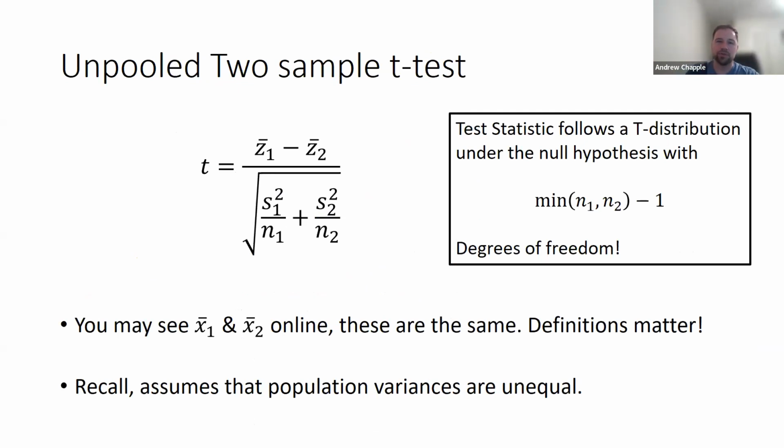So this is an unpooled two sample t-test. Mathematically, right, it's just the sample average Z1 bar minus the sample average Z2 bar over the square root of the sample variance for the first group over the sample size, plus the sample variance for the second group over the sample size. And this test statistic follows the t-distribution, which looks like a normal distribution, with these degrees of freedom. It's the smaller of the two sample sizes minus 1. You may see X1 bar and X2 bar online. They're the same. The definitions just matter. You just have to define what they are.